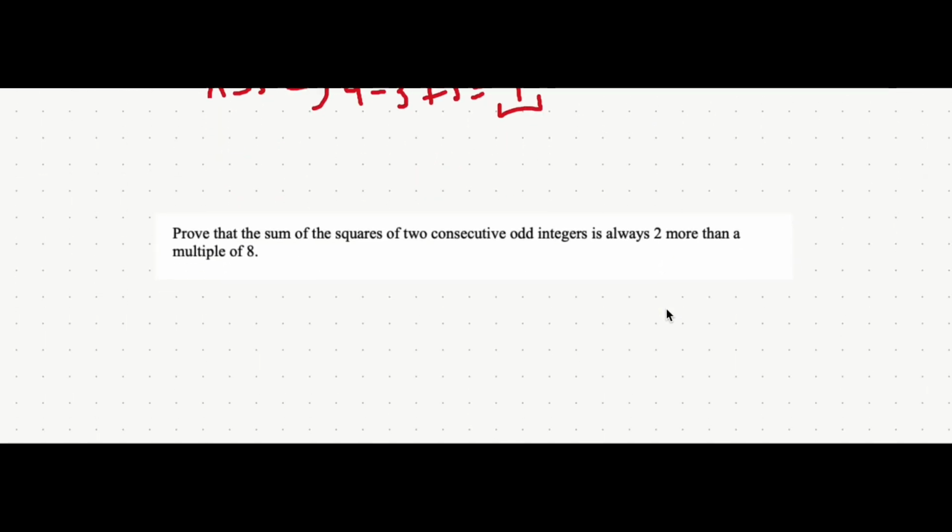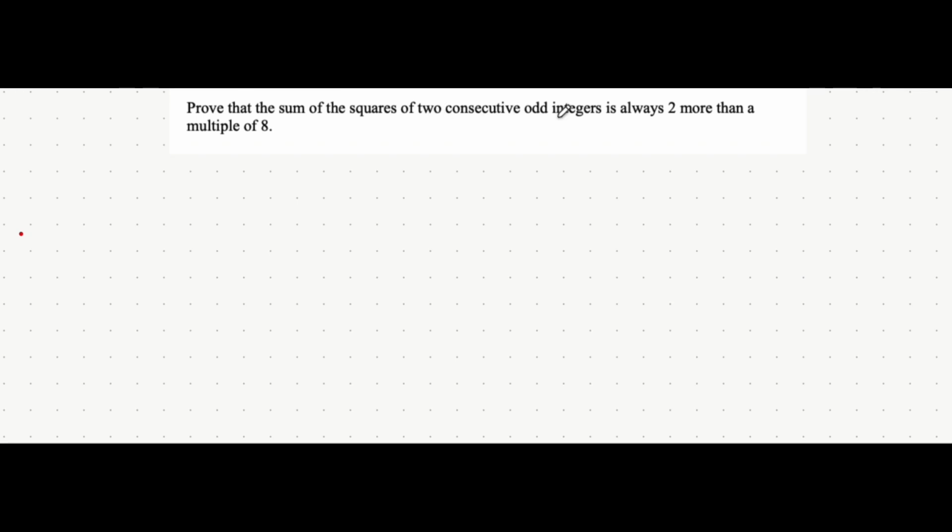Great. Let's now move on to this last one. You might notice this from GCSE Maths, it's at the higher end of the spectrum. Proves that the sum of the squares of two consecutive odd integers is always 2 more than... Okay, it's a lot of information. Let's break this down.